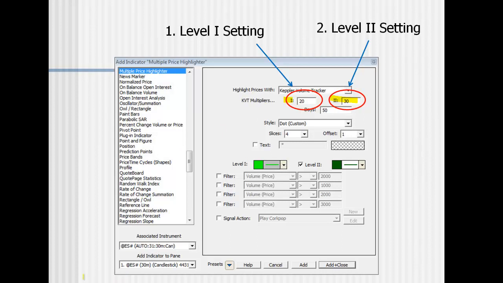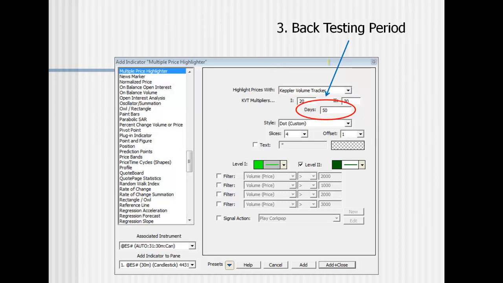The next and third most critical setting that you need to put in here is the number of days you're going to back test for. Remember, this is how the Kepler volume tracker works. It takes a look at a specific period of time. Let's say the first half hour of the day. And now, if you put 50 days, it is going to go back 50 days and take a look at the average traded volume during each of those 50 days during the first 30 minutes of the day.